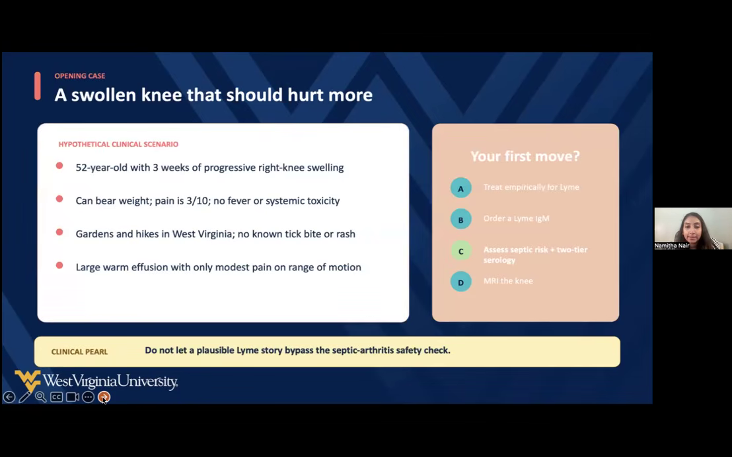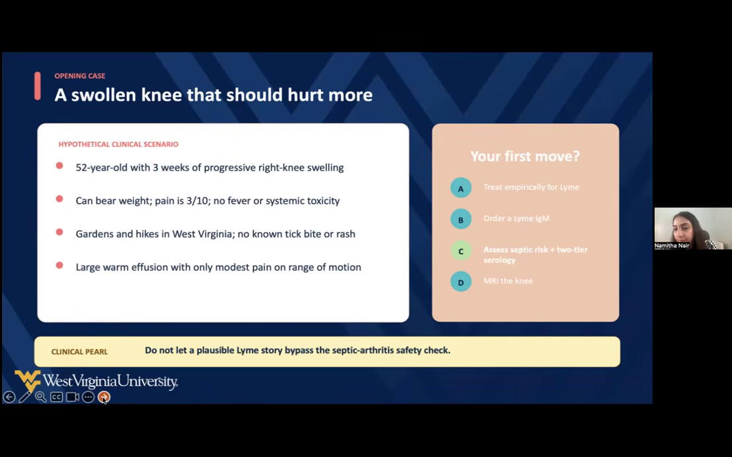So I have a case that we'll keep following through the course of this talk. We have a 52-year-old with 3 weeks of progressive right knee swelling. He's able to bear weight. Pain is around 3/10, no fever or systemic toxicity. He loves to garden and hikes a lot in West Virginia, but he doesn't recall any tick bite or a rash. On examination, you notice there's a large warm effusion, but only limited pain on range of movement. So what would your first move be?